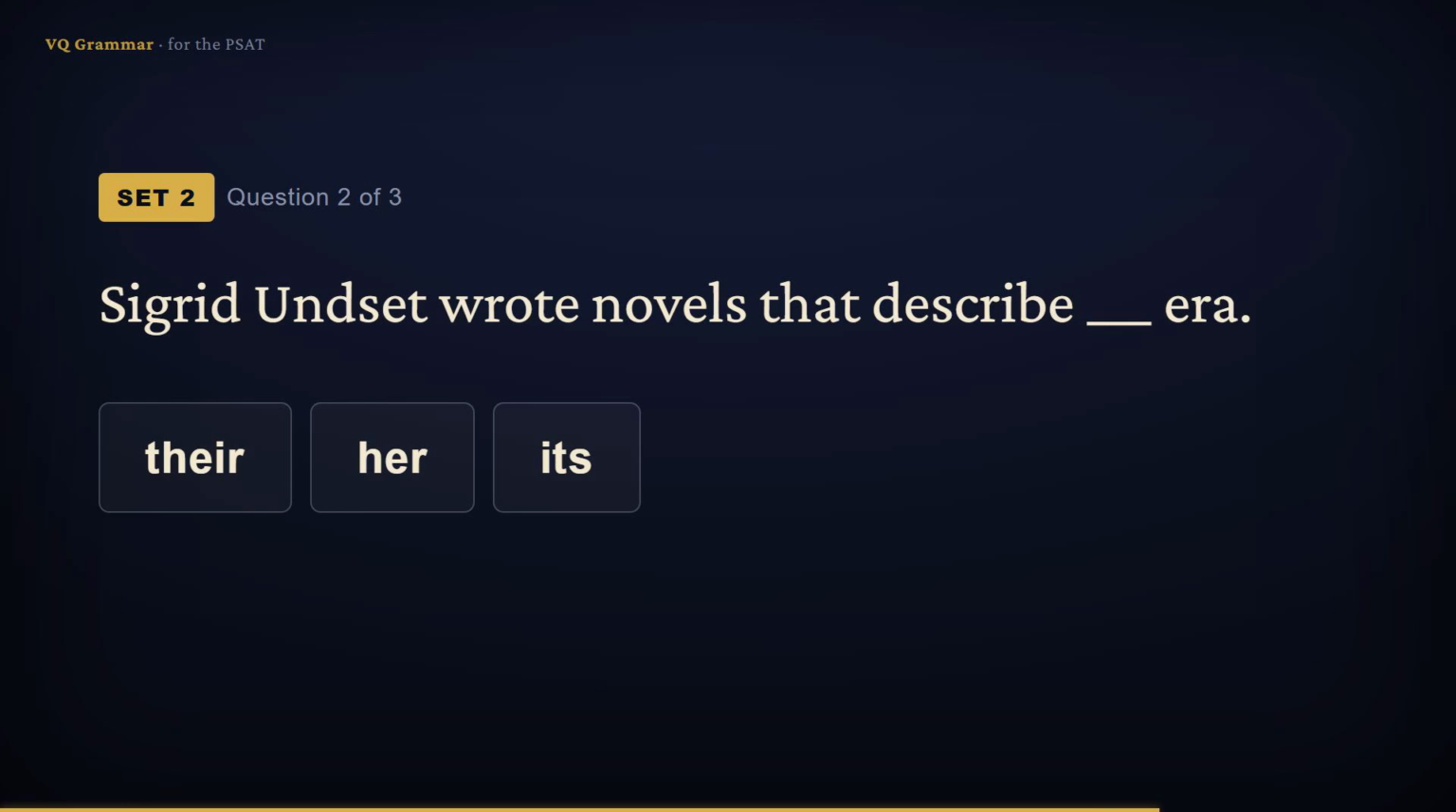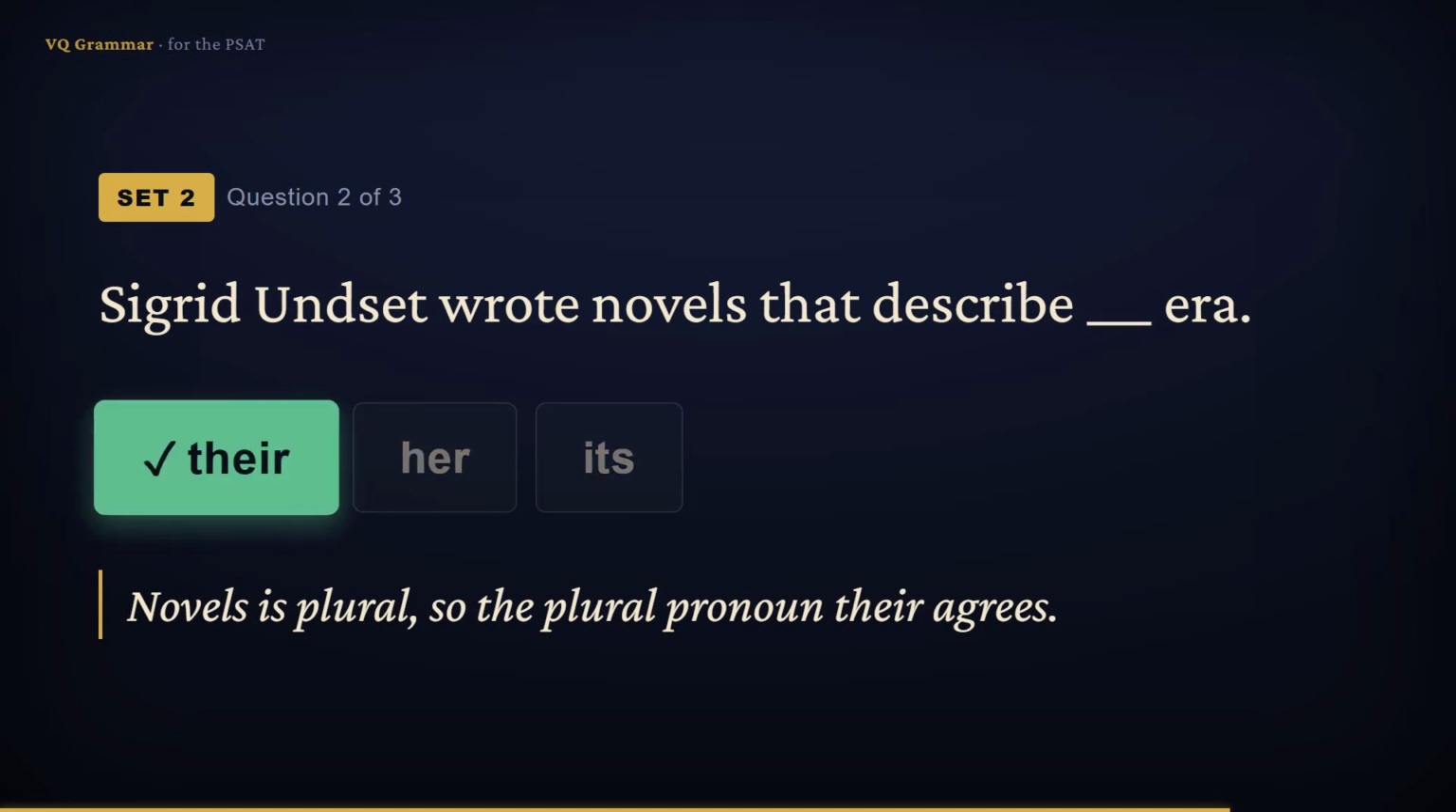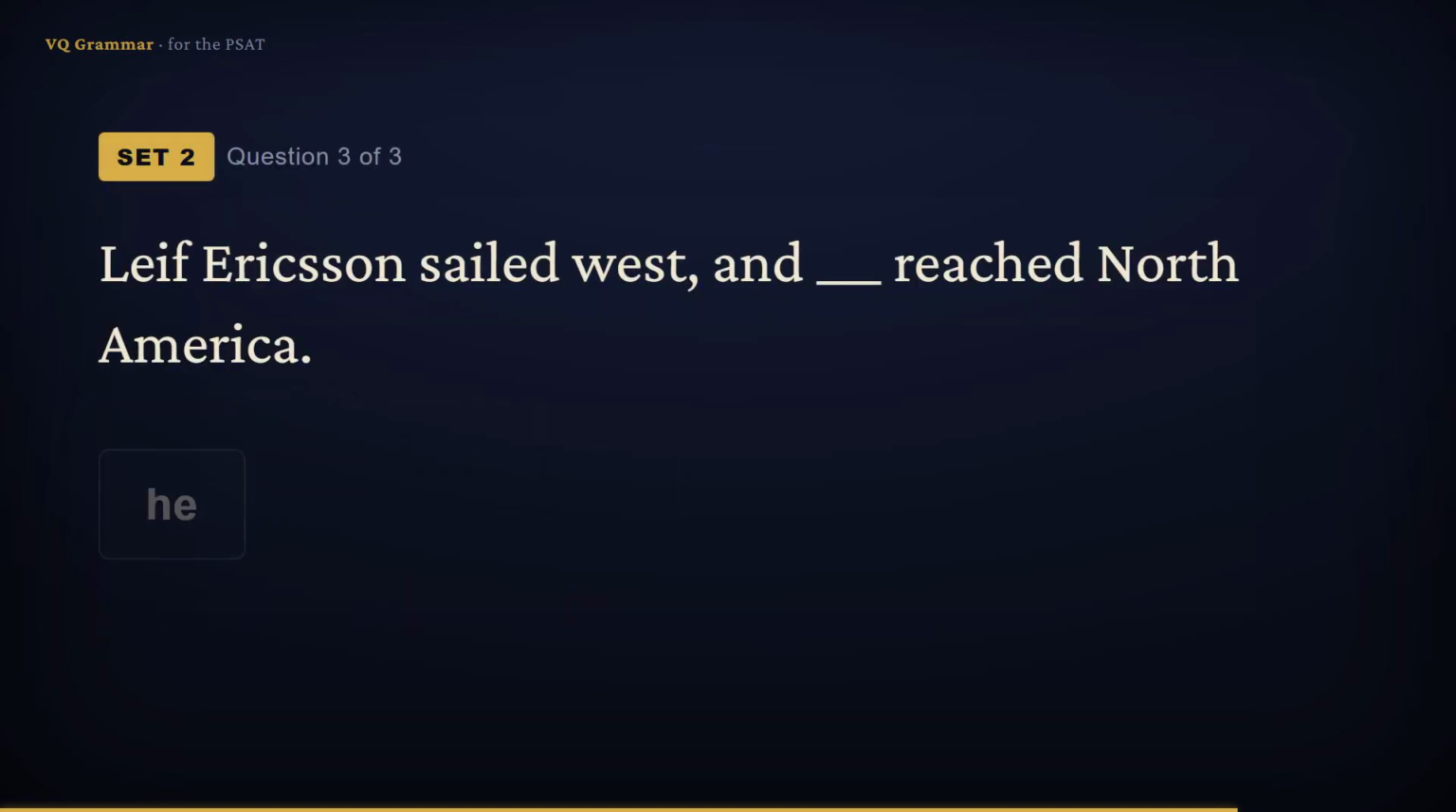Sigrid Undset wrote novels that describe blank era. Be careful here. The pronoun points back to novels, not to Sigrid. Novels is plural, so we need a plural pronoun. There fits. Her and its are both singular, so the answer is there.